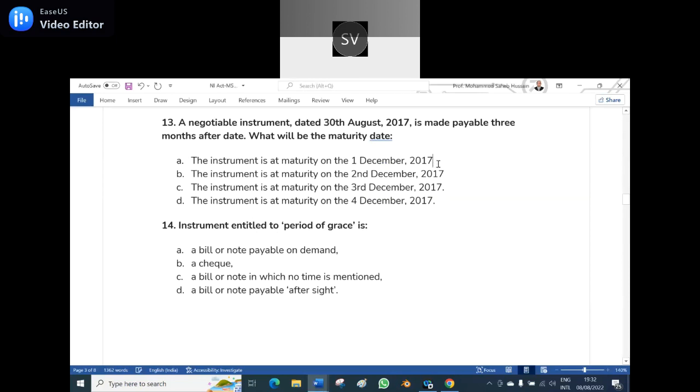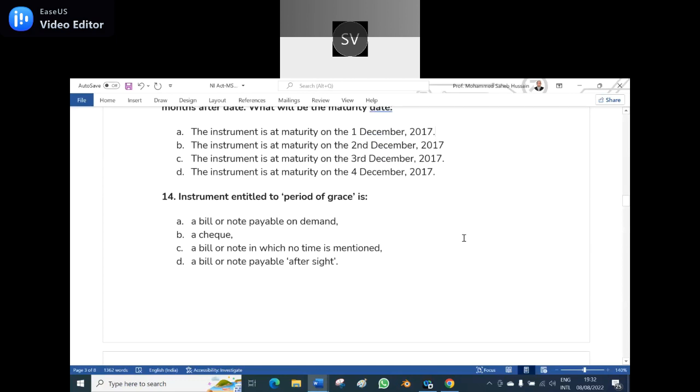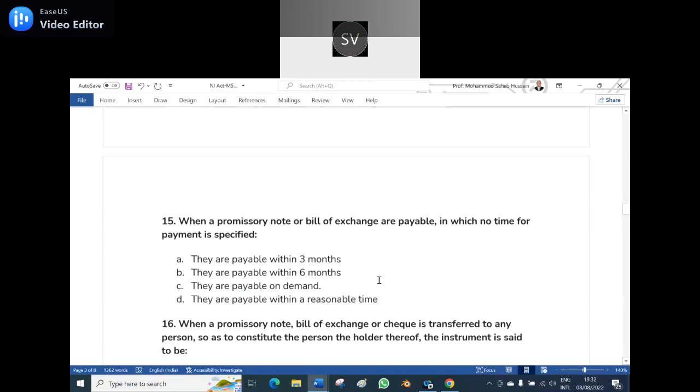14th question. The instrument entitled to period of grace is: option A, a bill or note payable on demand. Option B, a check. Option C, a bill or note in which no time is mentioned. Option D, a bill or note payable after sight. Option D is the correct answer. A bill or note payable after sight, regarding period of grace.